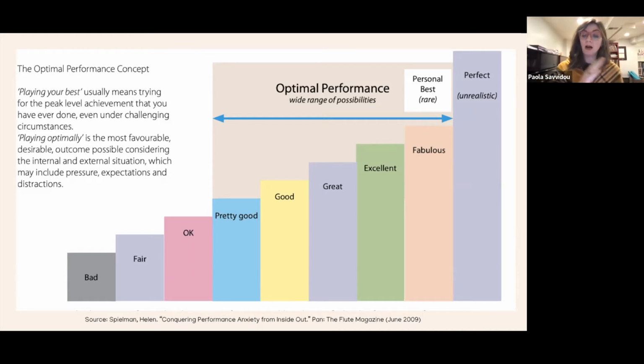But if you think about an optimal performance, as you can see here in this diagram, there's a wider range of possibilities and outcomes. For example, you might have a bit more stress than normal, but still play very well. Or there might be more distractions than you had in your best performance, and you might still give an excellent performance. So all these possibilities create a wider range in which we can still experience fulfilled performances, even if they're not always our very best. That is very difficult to recreate.